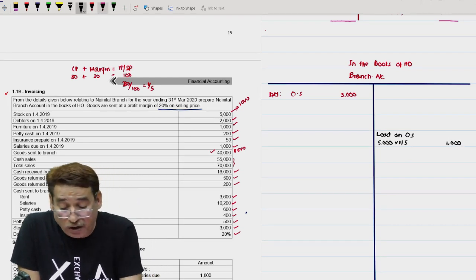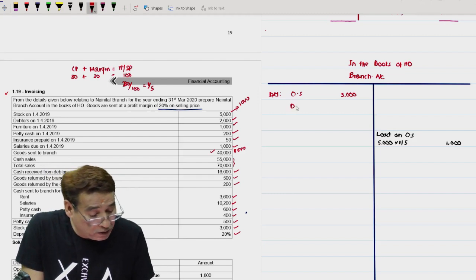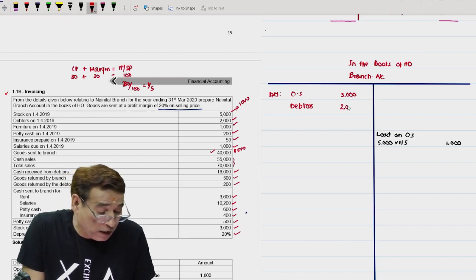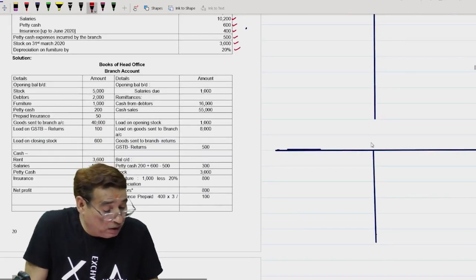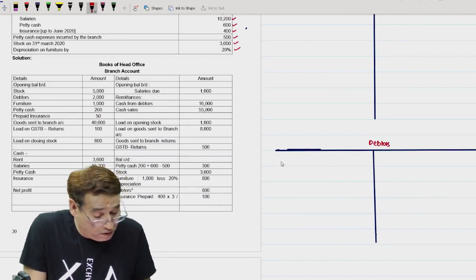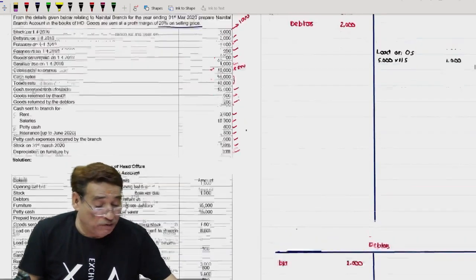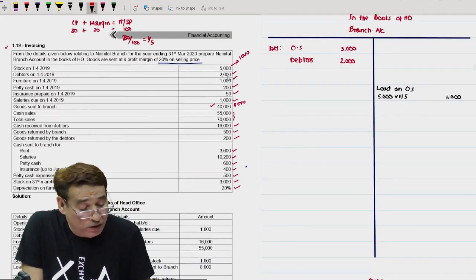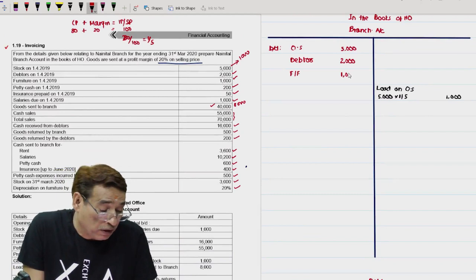Then we have got in this particular case debtors. I will write here debtors. Amount of debtors given to us is equal to 2000. So I will write here 2000. And because we are preparing debtors account also, in the debtors account, I will write here balance brought down. Opening balance of debtors is 2000. I will write here 2000. Then we have been given furniture. Furniture is 1000. So furniture 1000.